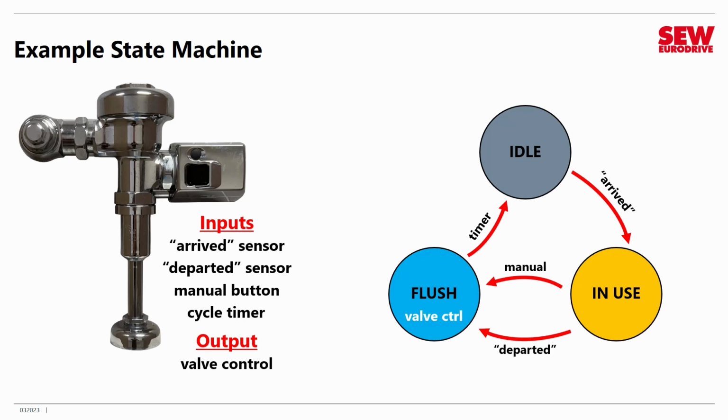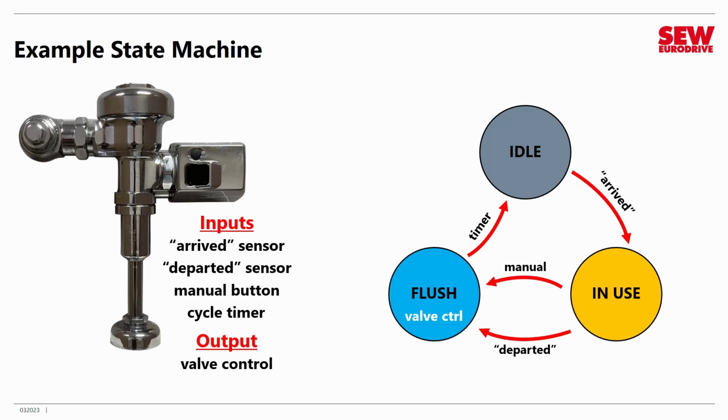Now, at this point, of course, the cycle can start over. It just depends what happened. If the person didn't actually leave, if the person pushed the manual button, the arrived sensor is going to trigger again, and it's going to go right back to in use. But if the person's actually gone, it will just sit and idle and wait.